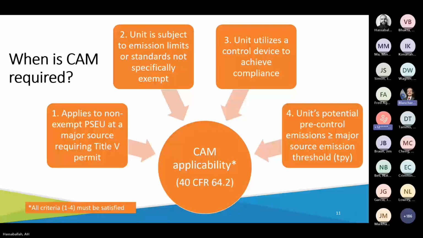So generally, you have four applicability criteria for CAM. First, it applies to a non-exempt pollutant-specific emission unit at a major source requiring a Title V permit. Second, the unit is subject to emission limits or standards not specifically exempt. Third, the unit utilizes a control device to achieve compliance with the emission limits. And fourth, the unit's potential pre-control emissions are greater than or equal to the major source emission threshold in tons per year. And all four of these need to be satisfied before CAM can be applicable.